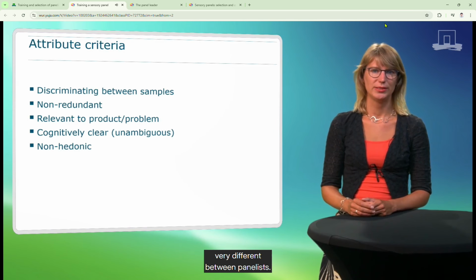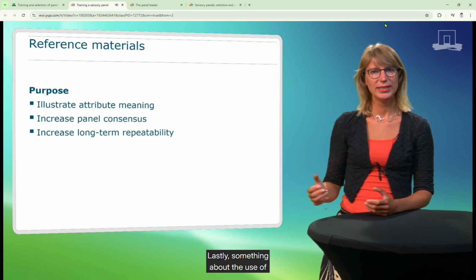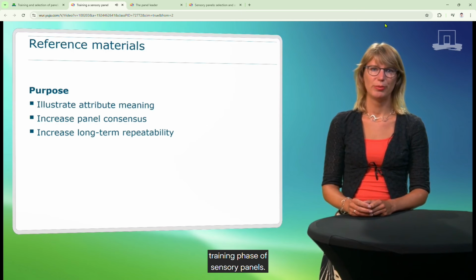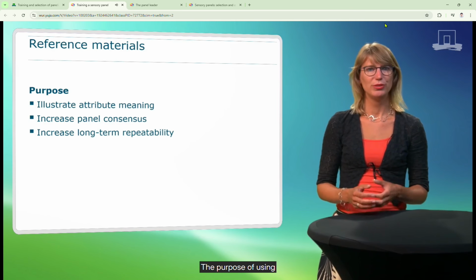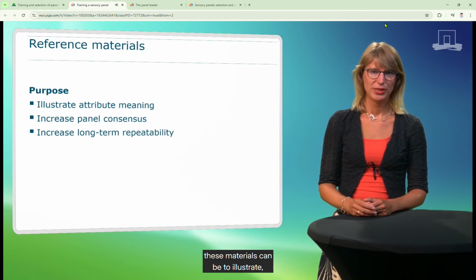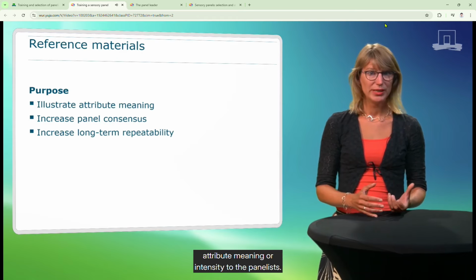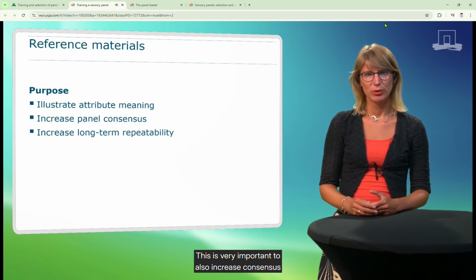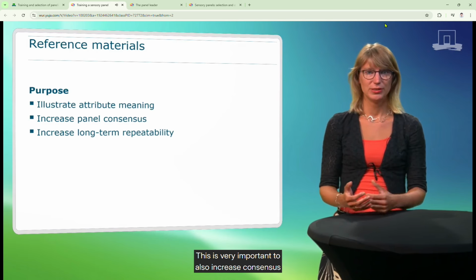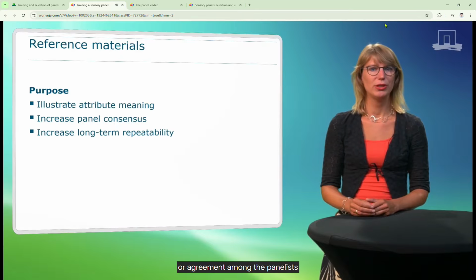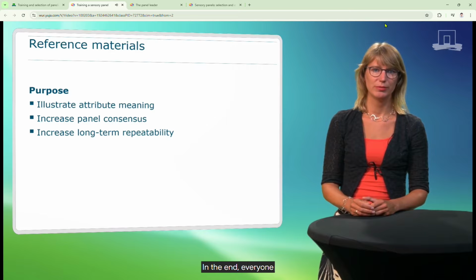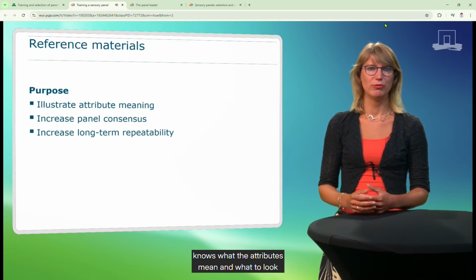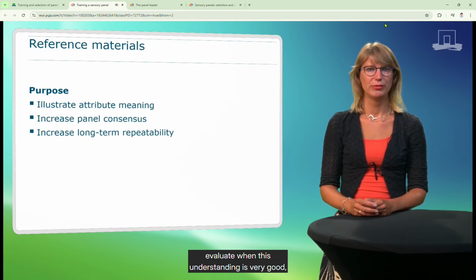Lastly, something about the use of reference materials in the training phase of sensory panels. The purpose of using these materials can be to illustrate attribute meaning or intensity to the panelist. This is very important to also increase consensus or agreement among the panelists regarding the chosen attributes in the end. Everyone knows what the attributes mean and what to look for in the products that they have to evaluate.